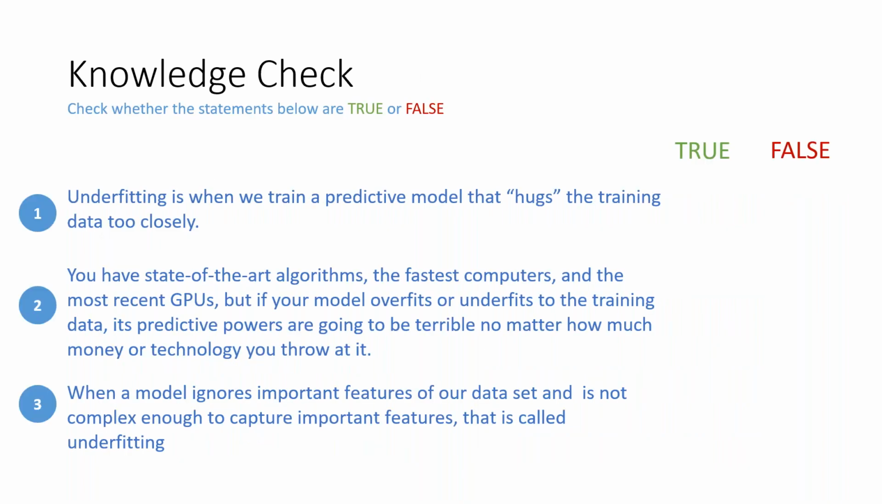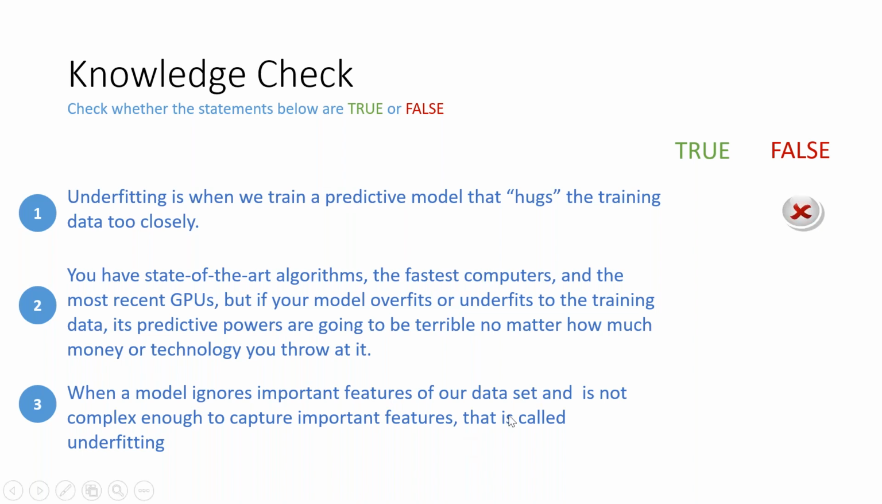So more questions now for you. Underfitting is when we train a predictive model that hugs the training data too closely. True or false? False. If it is hugging too closely, like our Fukushima thing, it has already become overfit. It has taken a curvy route at the place where noise is there. So it is a false statement.